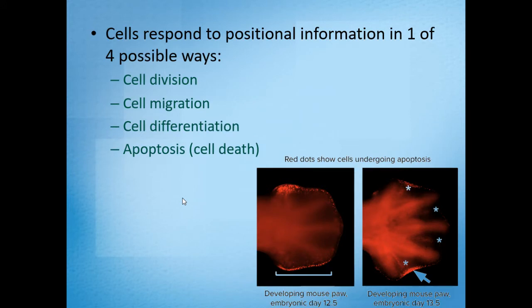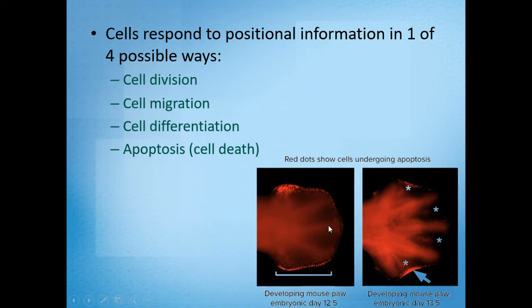Cells respond to positional information in one of 4 possible ways. This is through cell division, cell migration, so cells can move around, cell differentiation, where they're talking to one another and determining how many cells there are of a certain type, and apoptosis, which is cell death. So these red dots here are showing cells that are undergoing apoptosis.